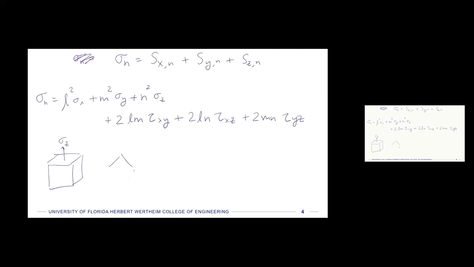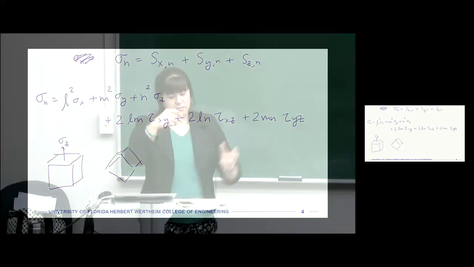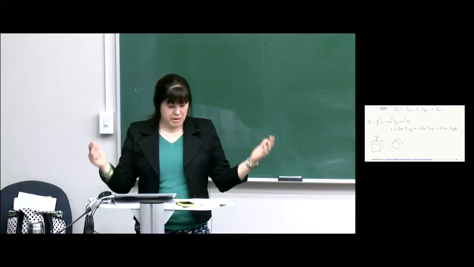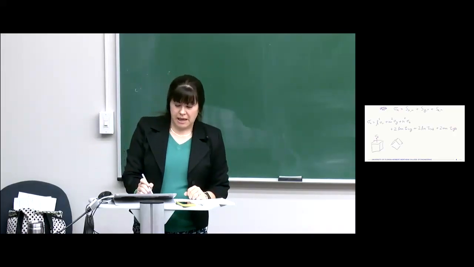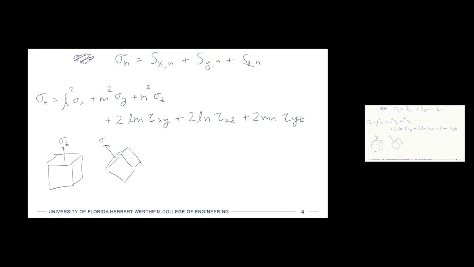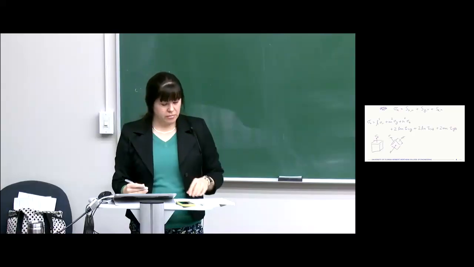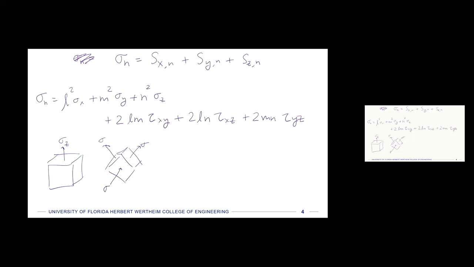So if we rotated that whole cube, we could do it something like that. My drawing is not so good, but we'd rotate the whole cube in 3 dimensions such that based on our sigma x, sigma y, sigma z, and all the taus, we would get something that had maybe only normal stresses, had no shear stresses, right? So we could rotate it such that that would be the case. So when we do that, those are the principal stresses.